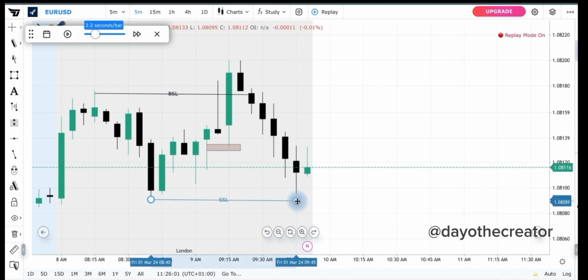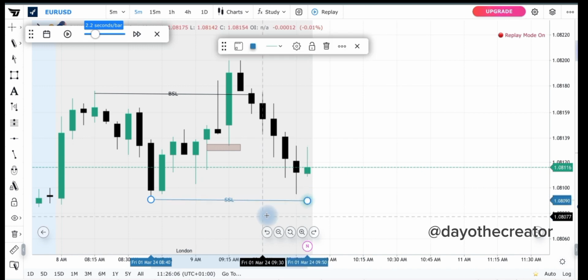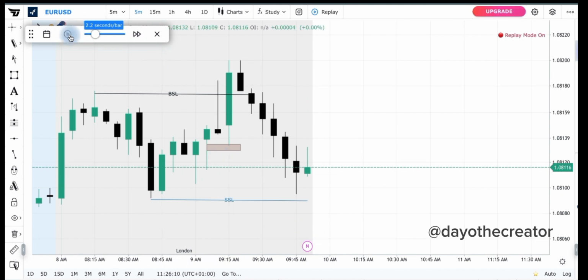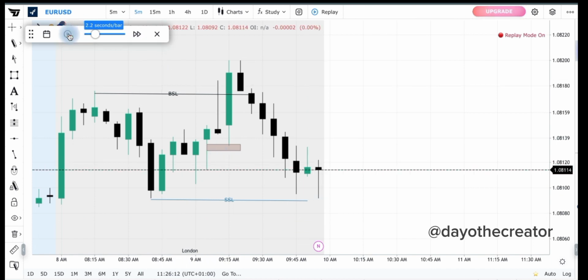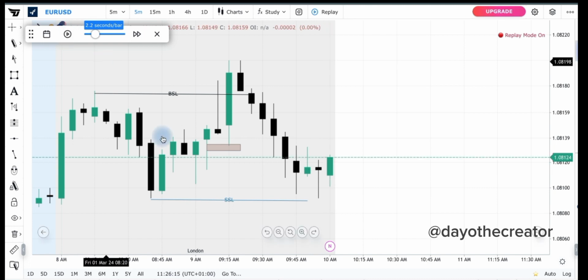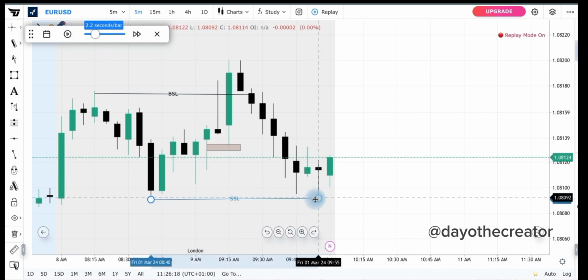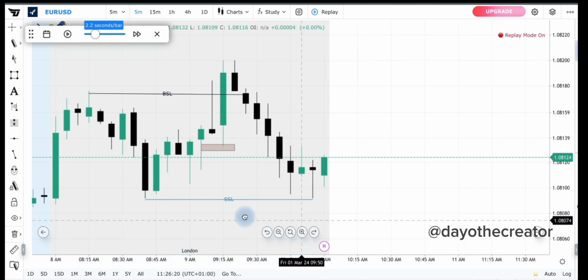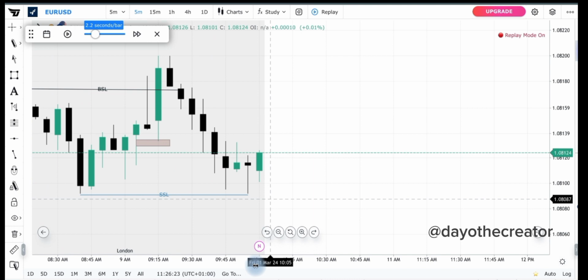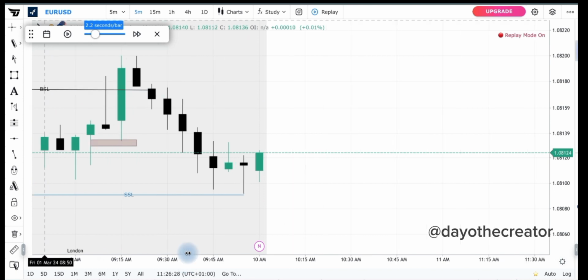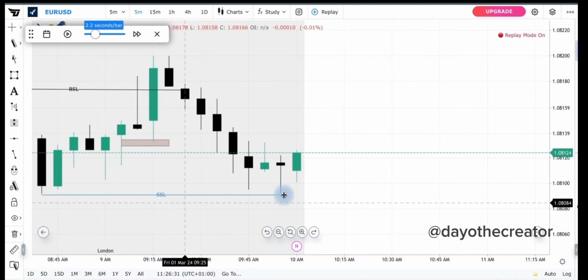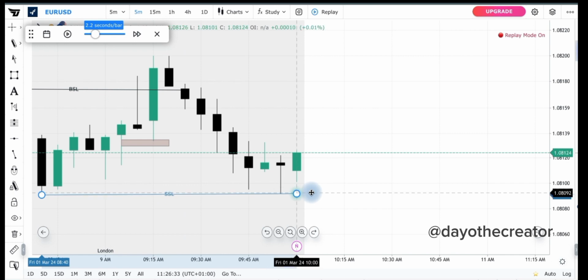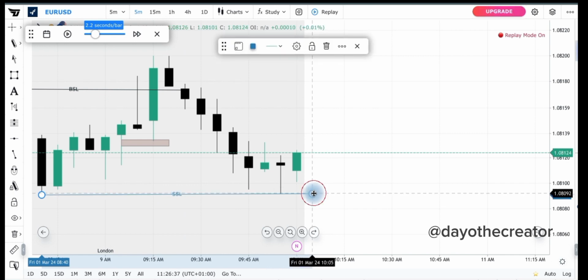So as you can see, the market is behaving like it's going to swipe the sell side liquidity. Let's just see. Then the market behaved like it's going to swipe the sell side liquidity, and it's almost 11. Let's just see how it goes. We are still at London session. Don't forget, the market has already tapped into our sell side liquidity. Let's see whether it's going to take it out first.